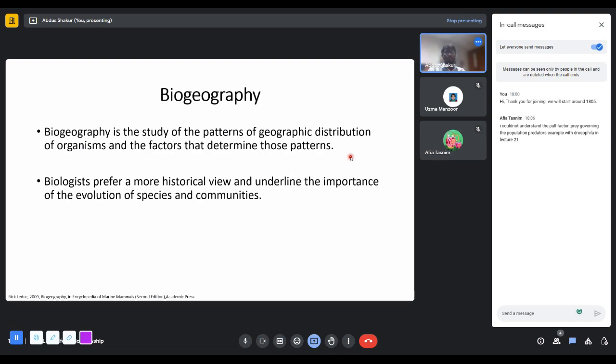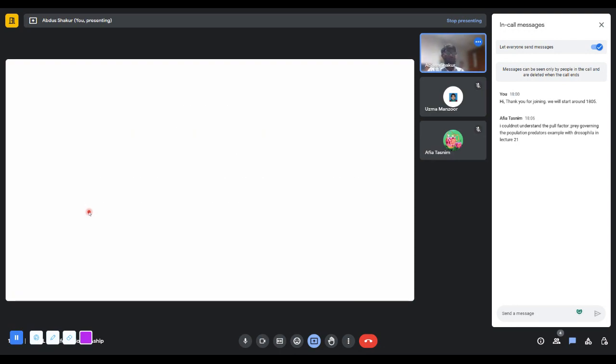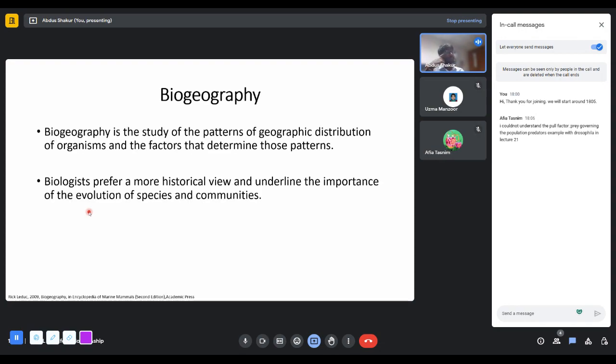So there are different views, different ways you can say. Biologists prefer a more historical view and underline the importance of evolution of species and communities. So when you're trying to look at geographic distribution, you try to have a historical perspective of why the species is there, and they also include the importance of evolution of species when you are trying to understand distributions of species.